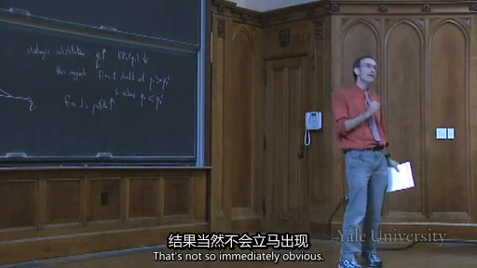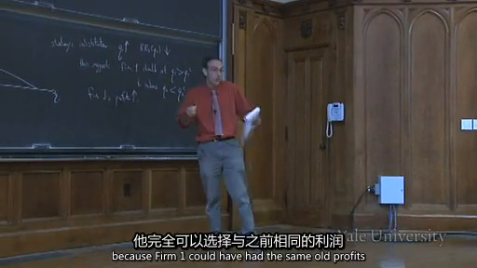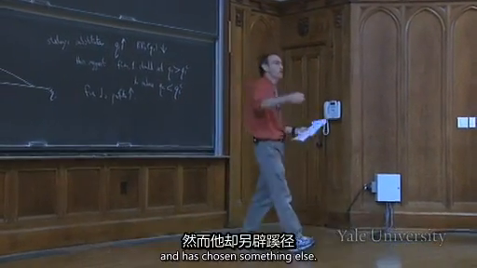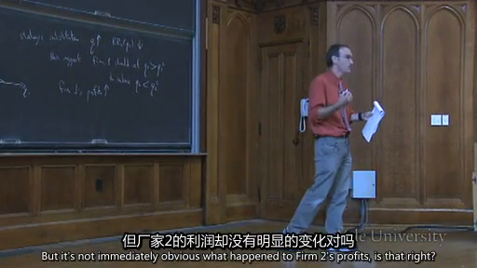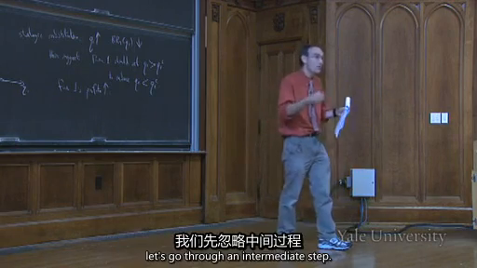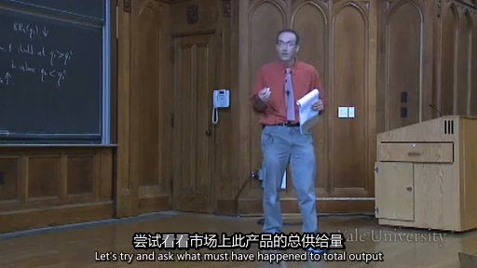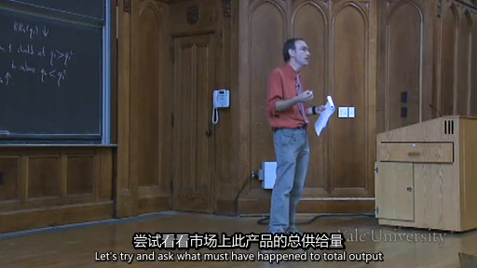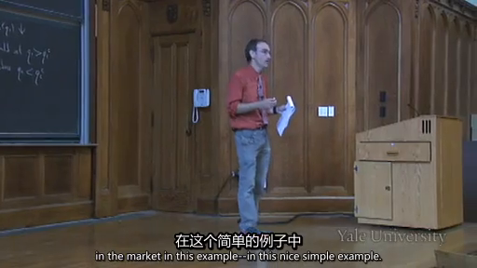So that's not so immediately obvious, right? It's obvious, I think, that firm 1's profits have gone up here because firm 1 could have had the same old profits and has chosen something else. But it's not immediately obvious what happened to firm 2's profits. Now, before we get to what's happened to firm 2's profits, let's go through an intermediate step. Let's try and ask what must have happened to total output in the market, in this nice simple example.